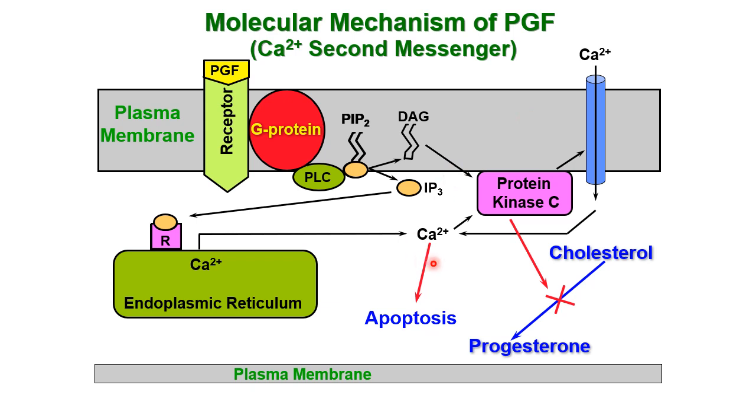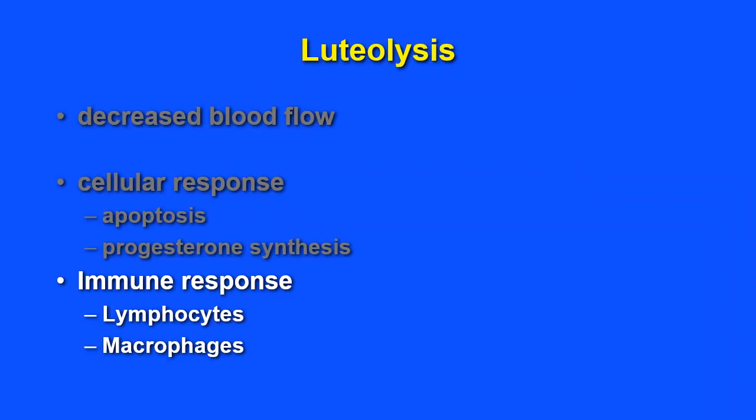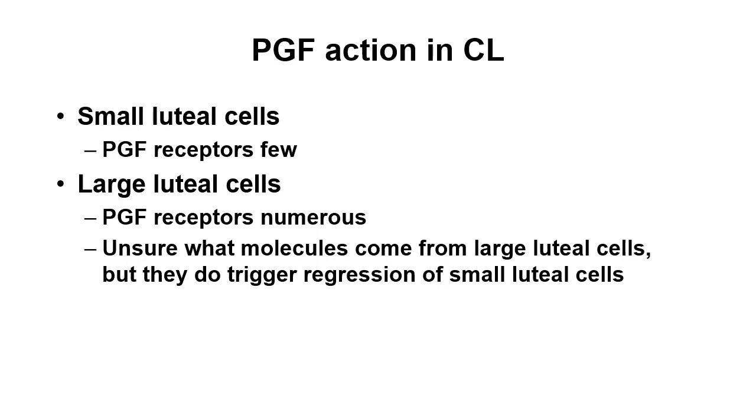The calcium is important to stimulate apoptosis, and we also have here the protein kinase C. The protein kinase C is important to inhibit the formation of progesterone from cholesterol. There is also evidence that in the process of luteolysis, the immune system is involved. The lymphocytes and the macrophages will invade the corpus luteum, and this will create a signal that will trigger apoptosis and CL regression. So what are the actions of the PGF2 alpha on the cells of the corpus luteum?